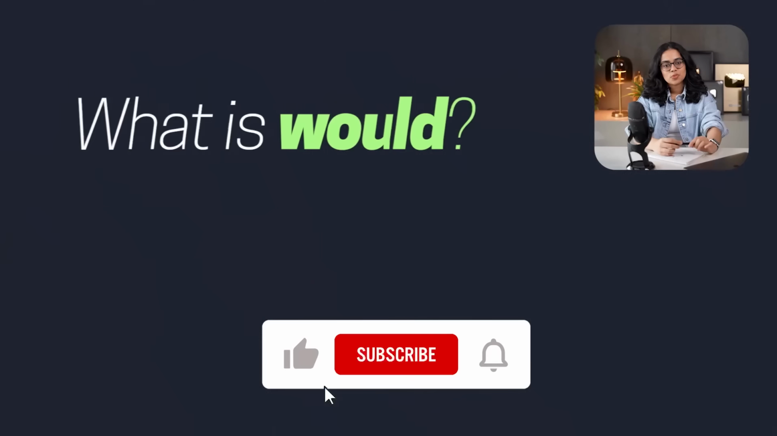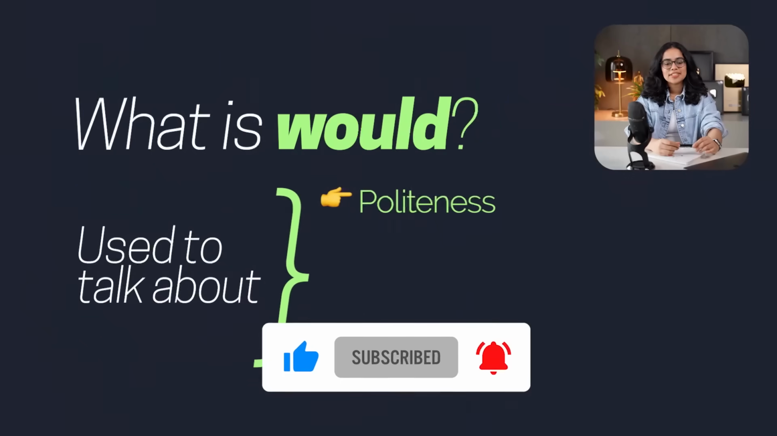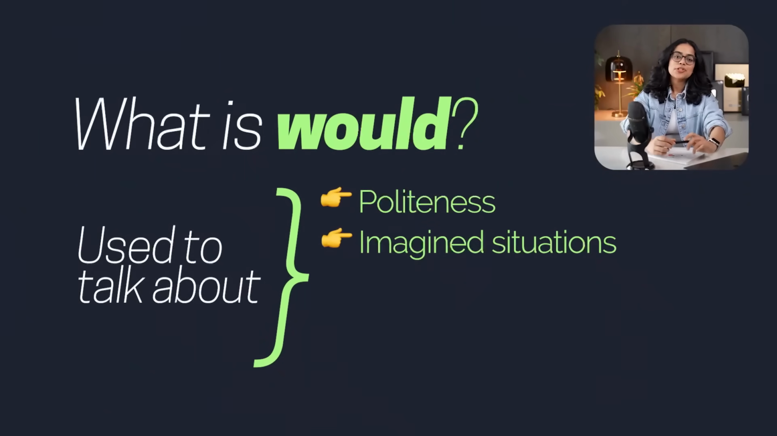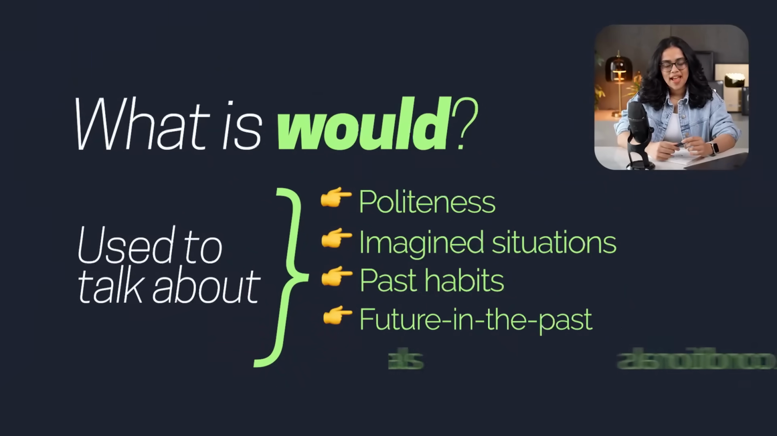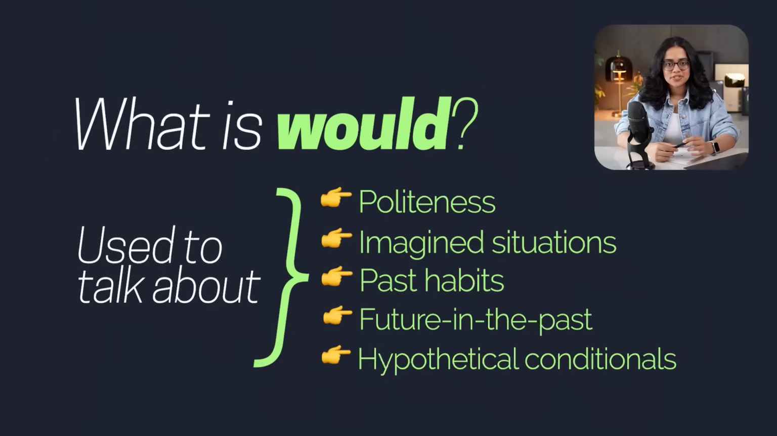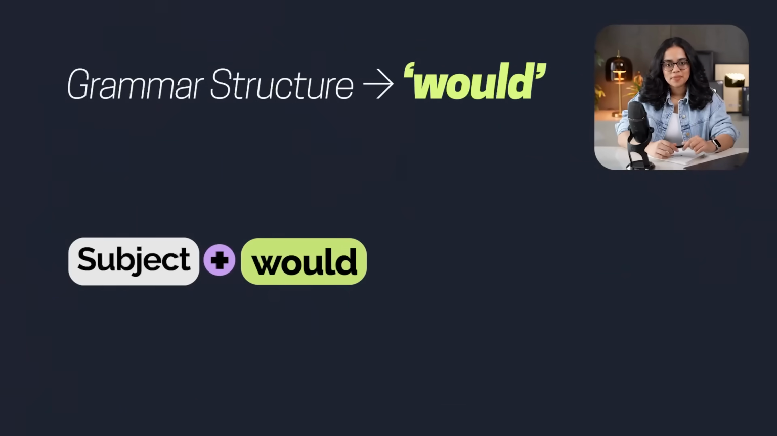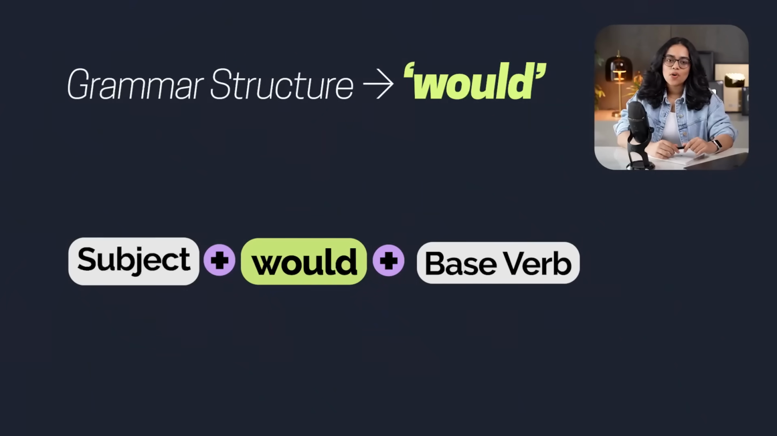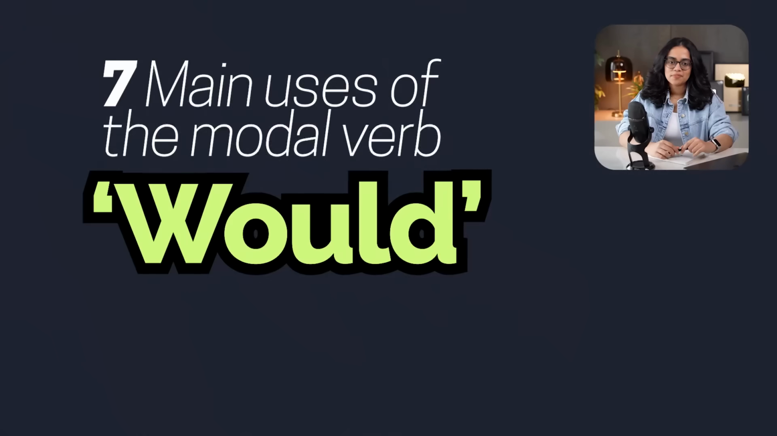First, what is would? Would is a modal verb used to express politeness, imagined situations, past habits, future in the past, which is the most important use, and hypothetical conditionals. It means you can use it in conditional sentences. The grammar structure is very simple. We use subject plus would plus base verb. And with all the subjects, we can use would. Now let's understand all the uses of would in more detail.